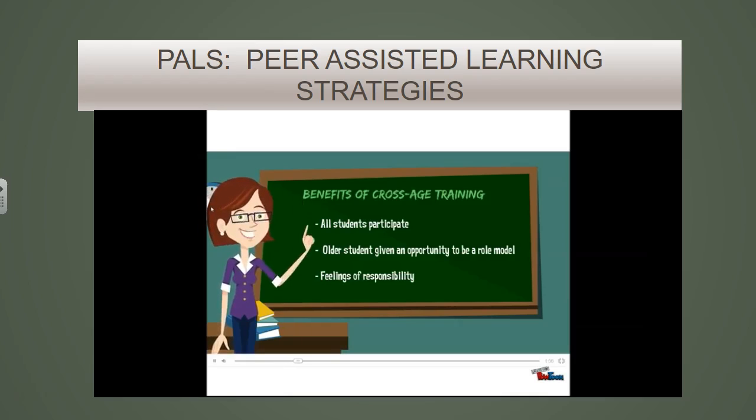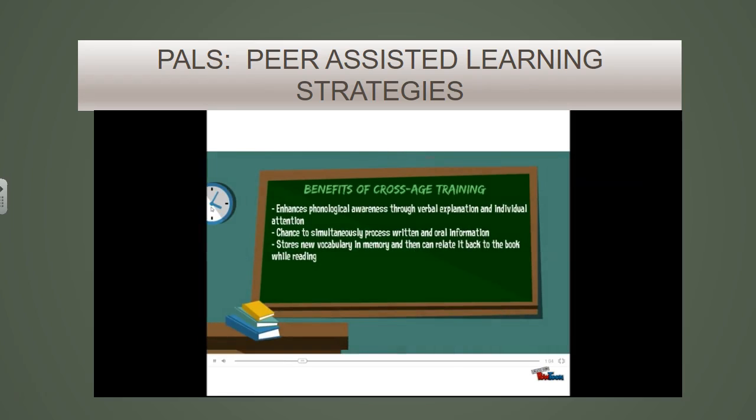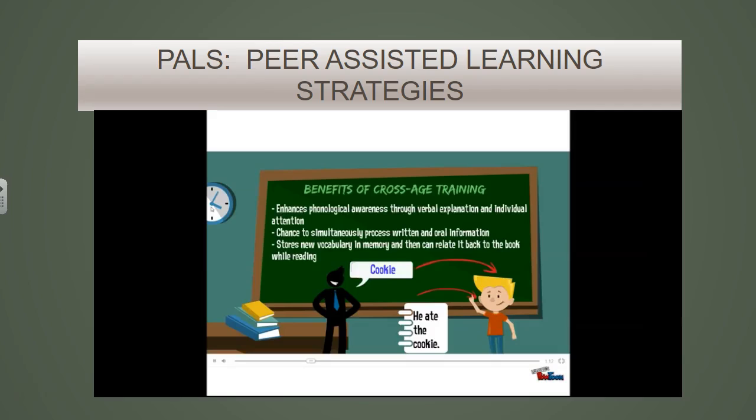Here, Billy, with his 1st grade tutor, is able to benefit immensely through the flashcards that first display the word and then reflect its meaning. This process enhances his phonological awareness because through the verbal explanation and the aid of the tutor, he is able to use the sound system of language to simultaneously process written and oral information, store the information learned within his memory, and relate it back to the book when he reads it.